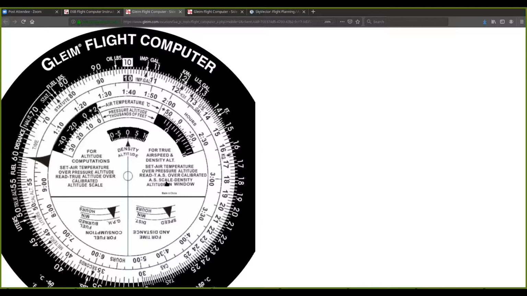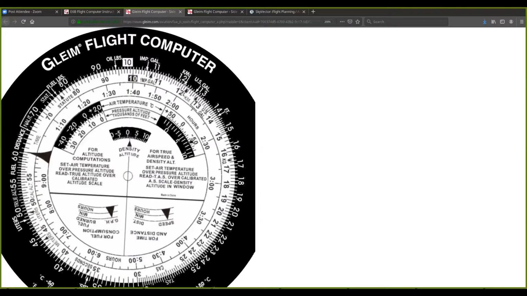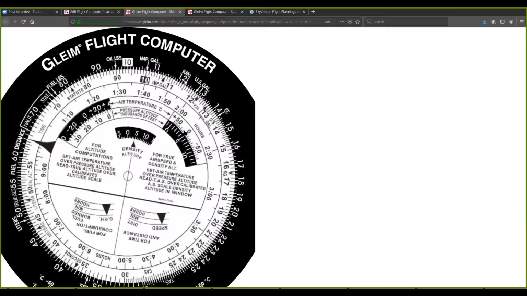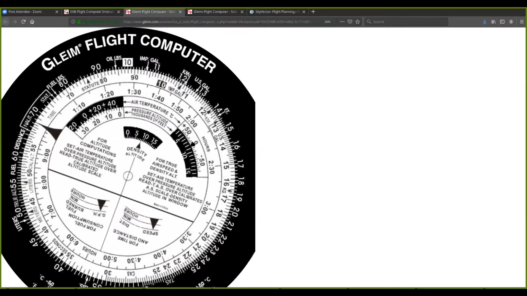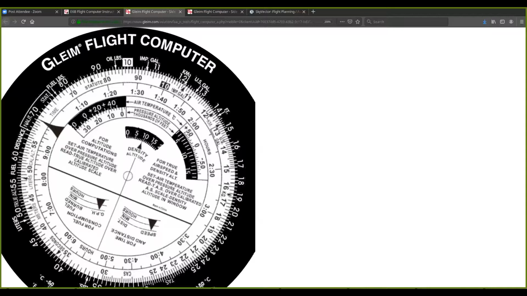So this is algebra, right? You know 3 of the 4, you're trying to find X. Same thing here. This is the window it's talking about: pressure altitude in thousands of feet. I'm going to use 8,000 for an easy number. Then my temperature along this scale, and be careful, positives are on the left, not the right. I'm going to use 10 degrees Celsius. So I'm going to turn this until my outside scale at 10 degrees lines up with 8,000 feet pressure altitude on the inside scale.